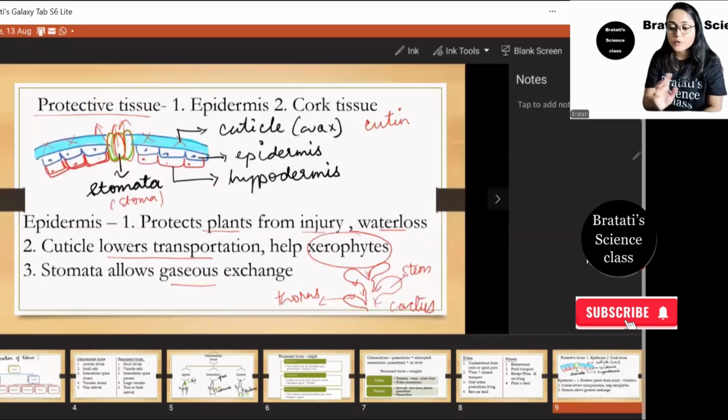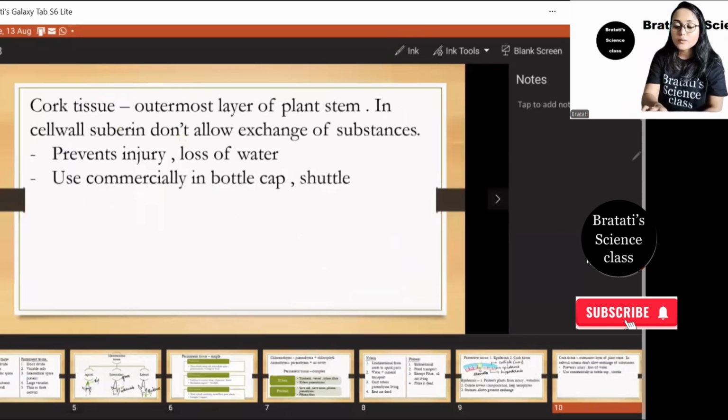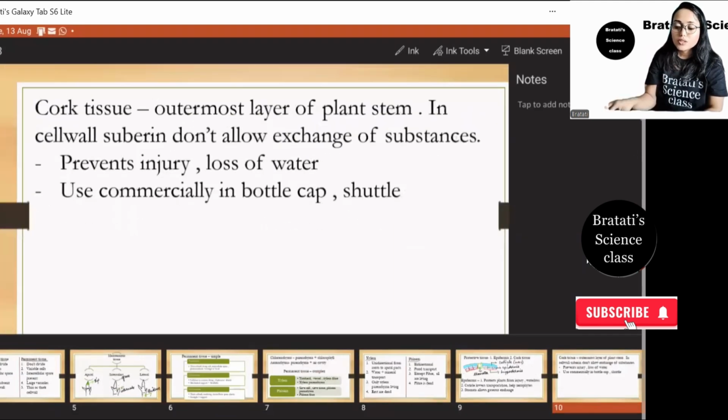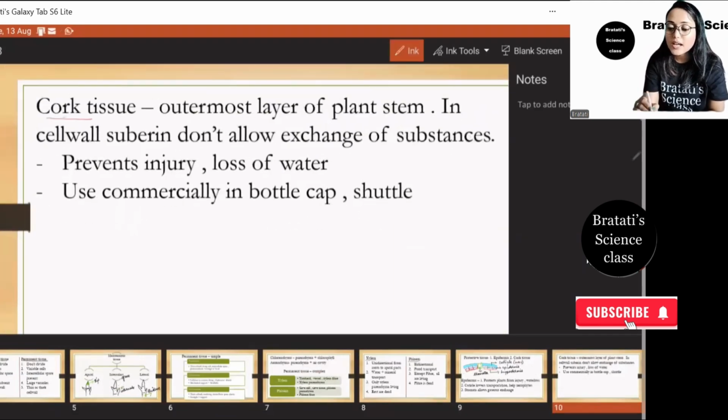Okay, so these protective tissues are covered. Now we are moving to the cork tissue. The cork tissue is present in the outermost layer of the plant stem. With this, you can understand that it again provides mechanical support and prevents injury. In the cell wall of the cork tissue, suberin is present, and suberin is the material that does not allow the exchange of substances.